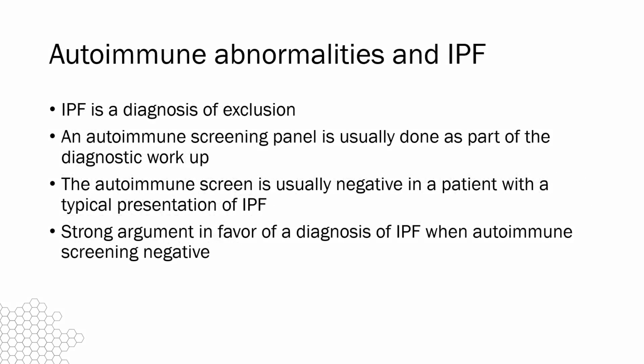That being said, let's talk a little bit about why we screen for autoimmunity. So, autoimmune abnormalities in IPF. IPF is a diagnosis of exclusion. I did mention this in previous videos, and an autoimmune screening panel usually is done as part of the diagnostic workup. We want to rule out any connective tissue disease being present, and this is usually negative. In a patient with a typical presentation of IPF, we don't find any autoimmune abnormalities, and if that's the case, it is definitely a strong argument in favor of a diagnosis of IPF. So when autoimmune screening is negative, that fits well with the diagnosis of idiopathic pulmonary fibrosis.